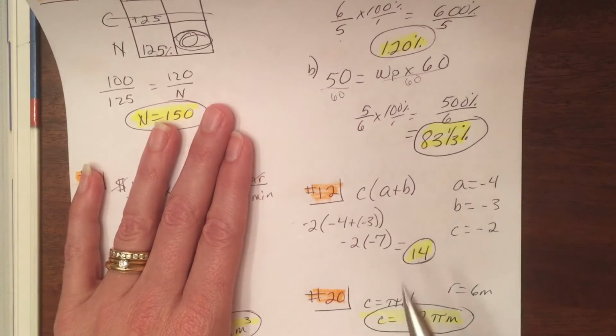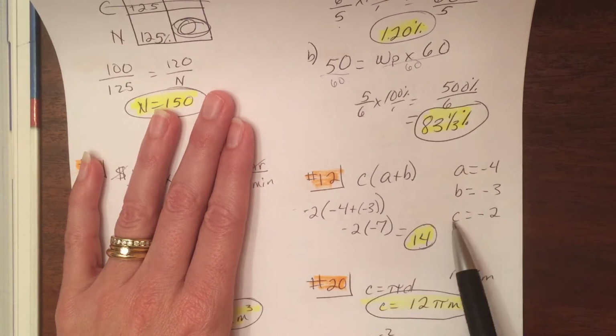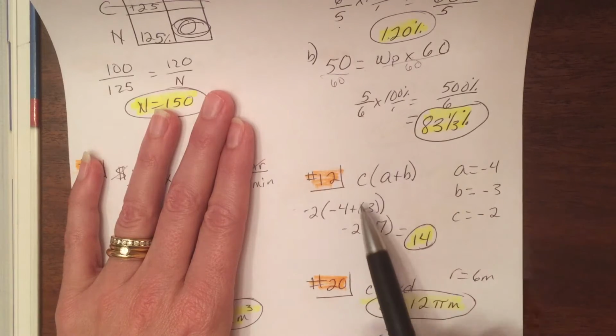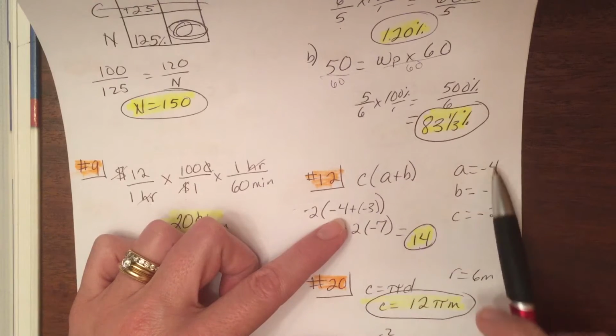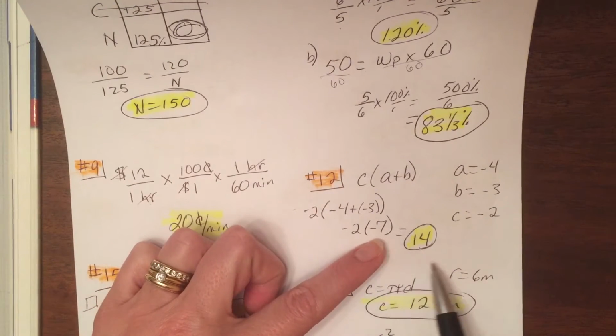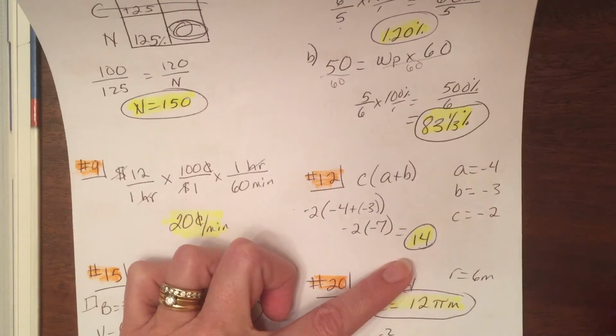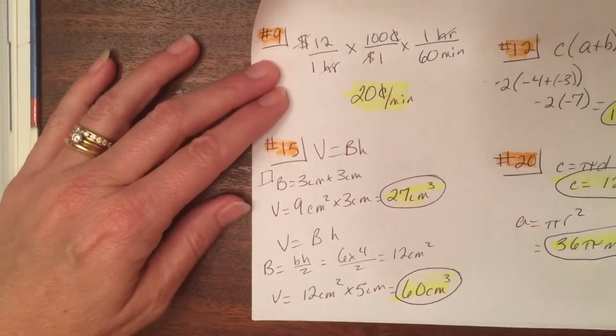Number 12, C times A plus B. If A is -4, B is -3, C is -2. So I just replaced everything. C is -2, A plus B, -4 plus a -3. So that gave me -2 times a -7. Final answer, +14. Number 15, it's one of our new problems.